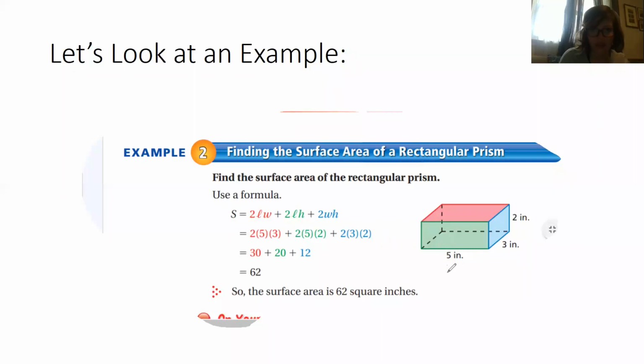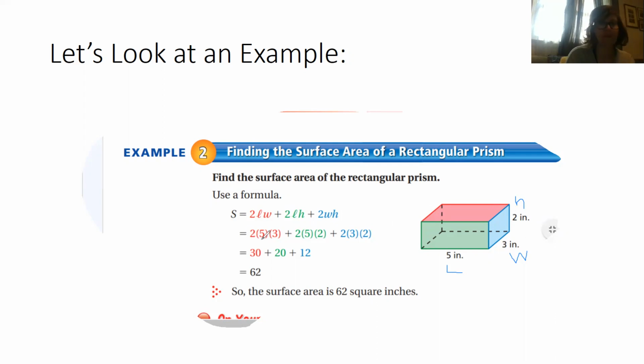All right, so this is your length, 5, and this is your width, 3. So 2 times 5 times 3, and then you're going to do plus 2 times your length, which again is 5, times your height. Here's your height, which is 2. So that's times 2, plus 2 times your width, which is 3, and your height, which is 2. So we take all that and we multiply.